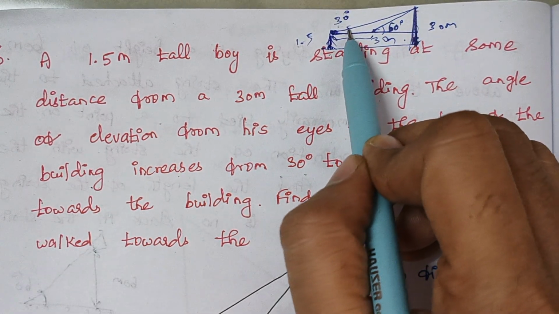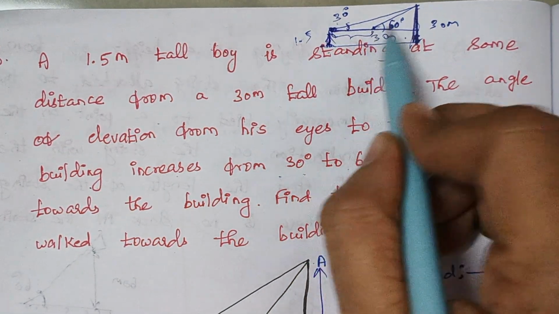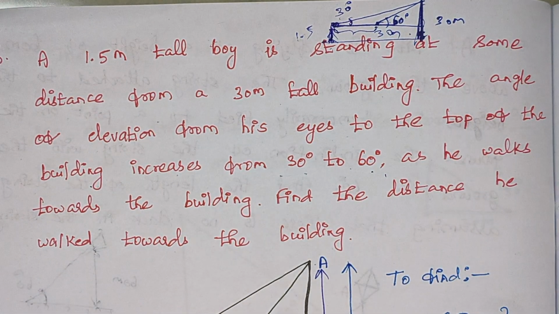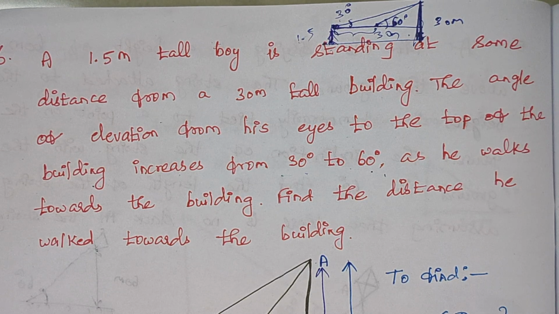I'll tell you why. But when the boy moves towards the building, then the angle of elevation gets increased to 60 degrees. So can you tell me why the angle of elevation is increasing? You just try it at home.